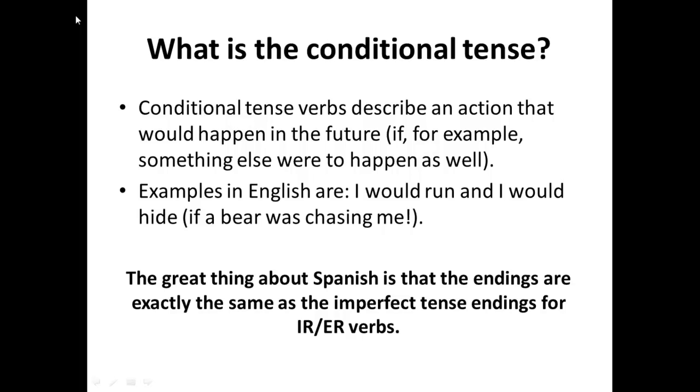Firstly, what is the conditional tense? Conditional tense verbs describe an action that would happen in the future, if, for example, something else were to happen as well. Examples in English are, I would run and I would hide, if a bear was chasing me. The great thing about Spanish is that the endings are exactly the same as the imperfect tense endings for IR and ER verbs.